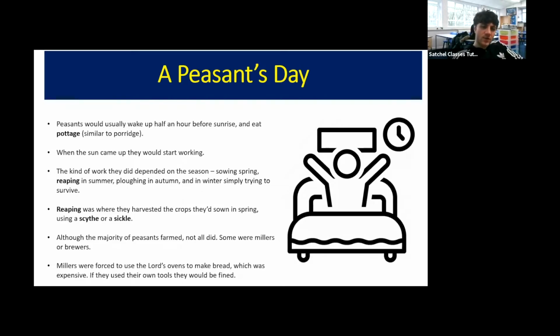They could have used their own tools. There was such a thing as hand mills, which they could have used to produce their own bread. But if they did this, they'd be heavily fined. So it was sort of a rigged game for the millers, really. The lords made sure that they were going to exploit those millers and get all the money that they could out of that work.